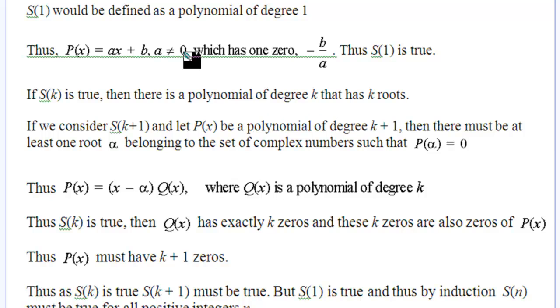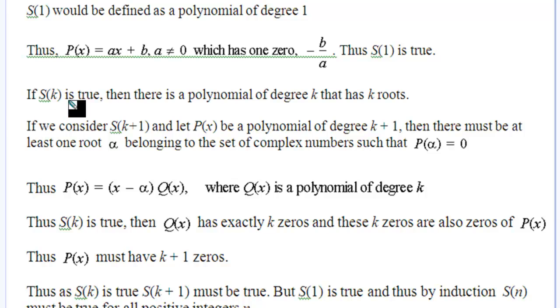So, proving that, what we're going to do is use induction. If we have Sm being the set of polynomial statements, so basically a polynomial where n is 1, 2, 3. S1 would be a polynomial of degree 1. So we could write that polynomial as ax plus b, because x is degree 1. It has a zero at minus b on a. So thus S1 is true, as long as a is not equal to 0.